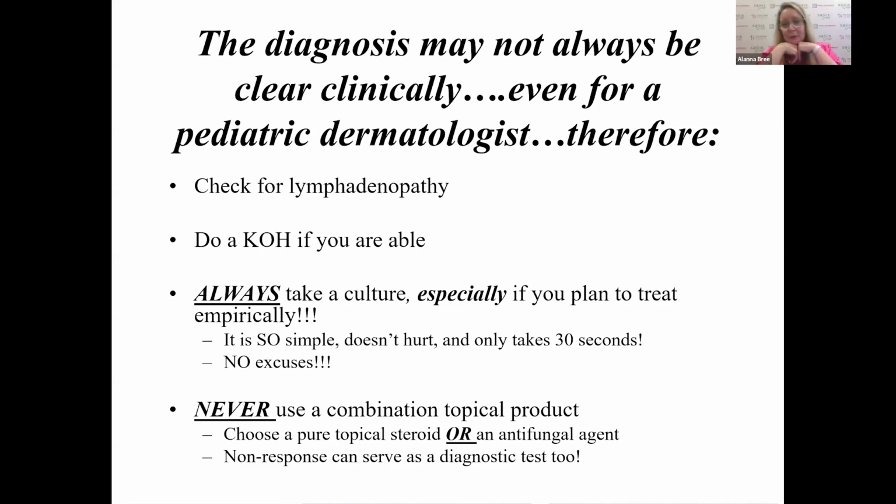And then also do a KOH. KOHs are super easy. I think we've gotten away from doing bedside tests. And as a dermatologist, I think bedside tests are something that differentiate us from the masses. So, just scrape the skin, get some skin flakes, certainly at the advancing edge of an annular lesion, because that's where the fungus will be. And then look at that under the microscope.